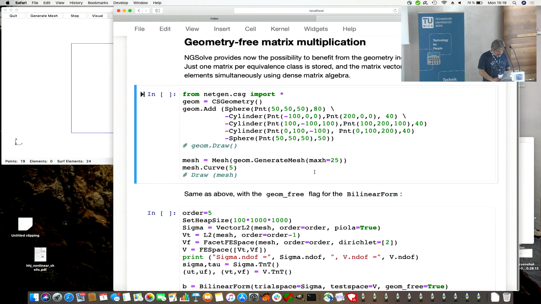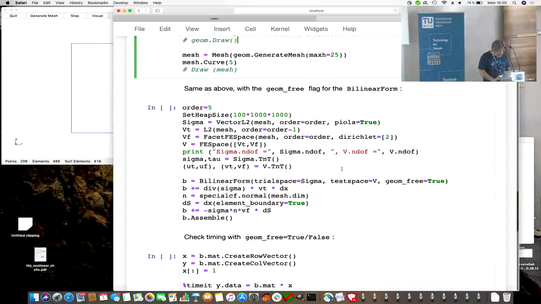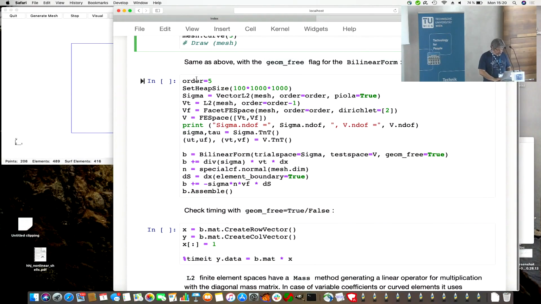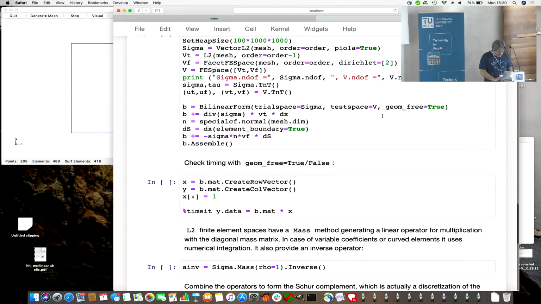Okay, let us set up a problem with this. So I define some 3D geometry, same as above. Now I have an order 5, 3D domain. Okay, vector L2, Euler true. And the new flag I have here is now geom-free is true.